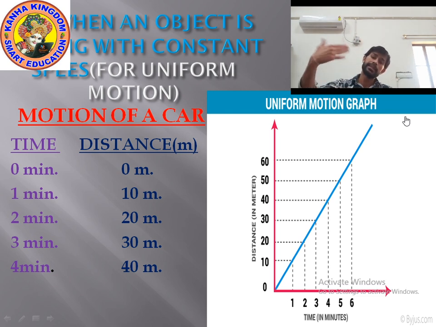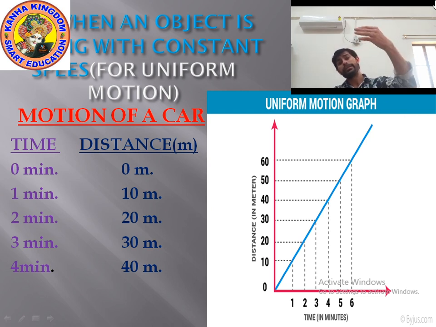And now look at the distance. 40 meters minus 30 meters, 10 meters. 30 meters minus 20 meters, 10 meters. 20 meters minus 10 meters, 10 meters. 10 meters minus 0 meters, 10 meters. So the equal distance is also 10 meters. As I said, what is uniform motion? The equal distance traveled by an object in equal intervals of time is known as uniform motion.